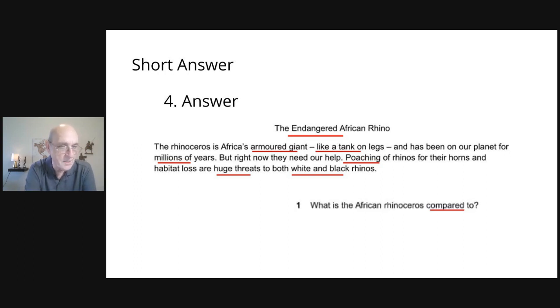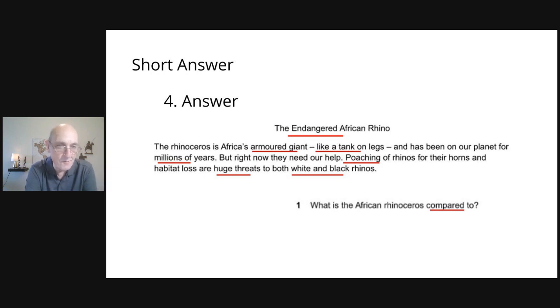So let's take a look at number one. What is the African rhinoceros compared to? So we're looking for a comparison, and we've clearly identified that in the first line of this passage.